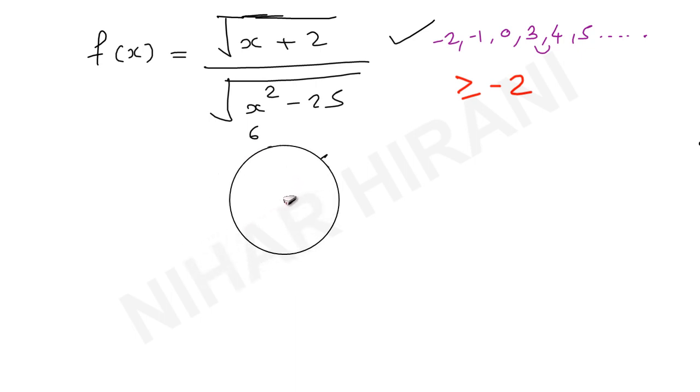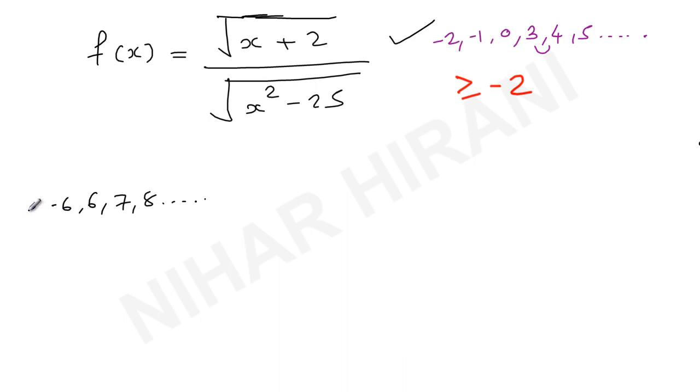6 will be accepted. 7 will be accepted. 8 will be accepted. So we can say 6, 7, 8 onwards, and in the same way we can say negative 6, negative 7, because that will again be positive. Minus 6 times minus 6 is positive 36. So these negatives will also be accepted.